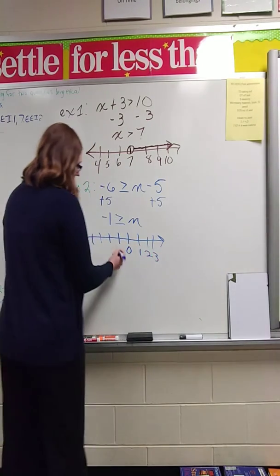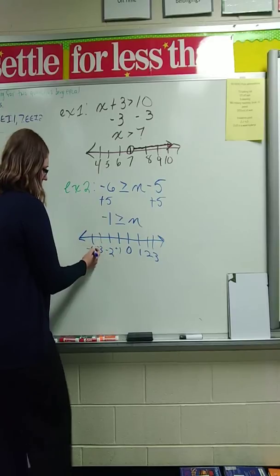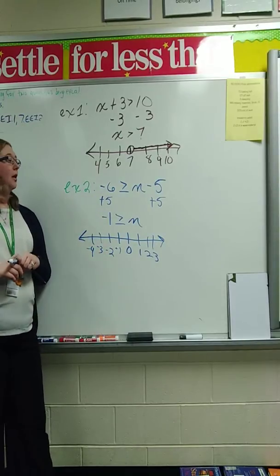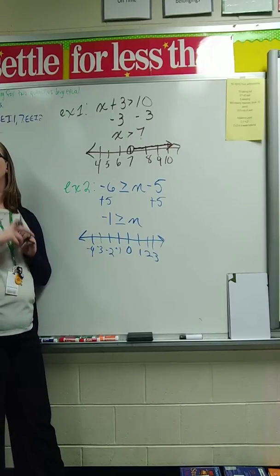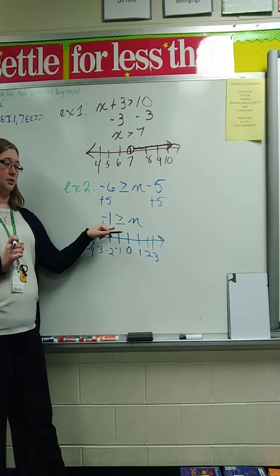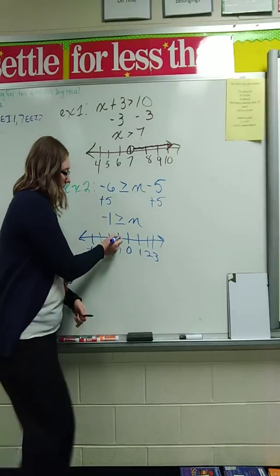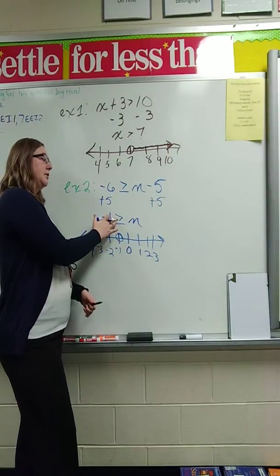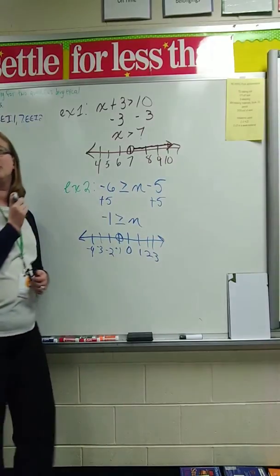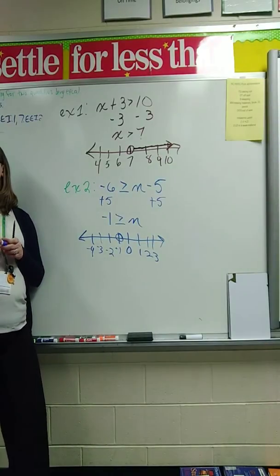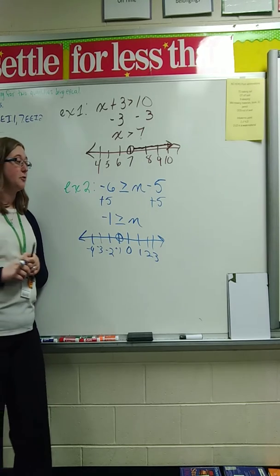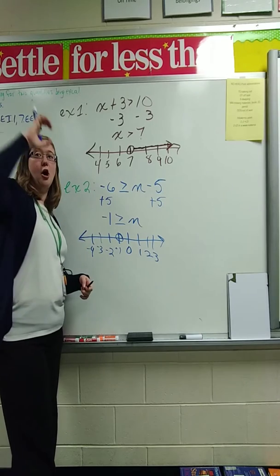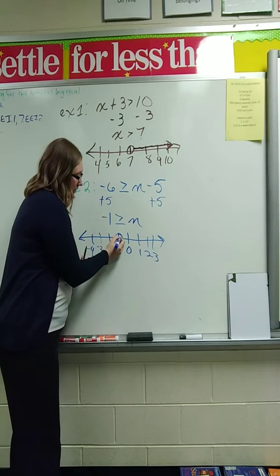1, 2, 3. -1, -2, -3, -4. Okay? Where does my circle go? Over -1. Okay. Does this say greater than or equal to? Does the symbol mean it is just greater than or greater than or equal to? So if it's or equal to, is our circle still going to stay open and empty? No, we're going to fill it in.